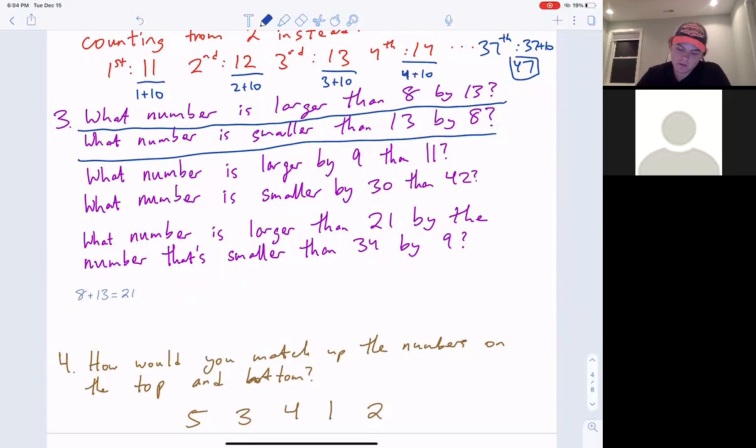And what I can do to make it a bit faster is 13, right? I start from 13, and then I go down by 8. That just means subtract 8. And so 13 minus 8 is 5. Okay, awesome.